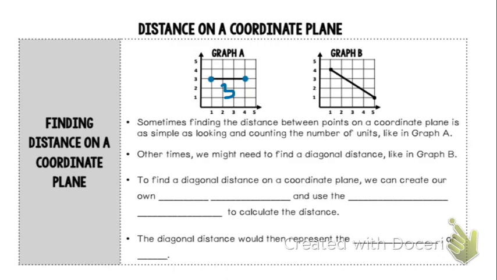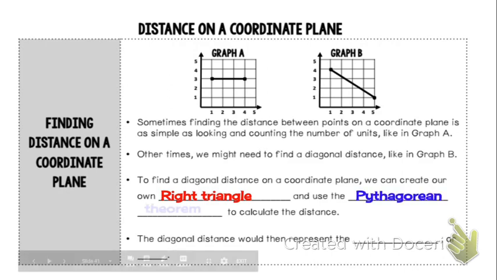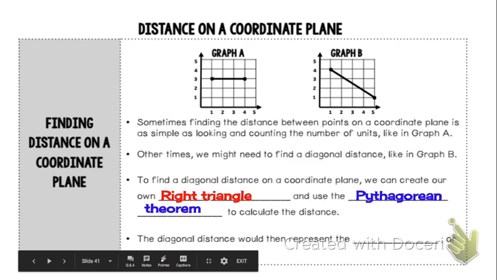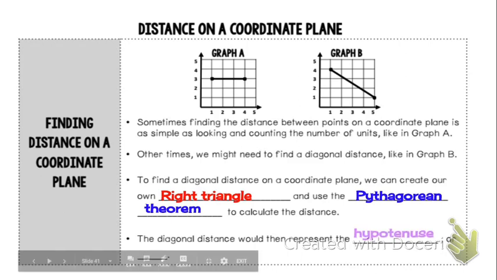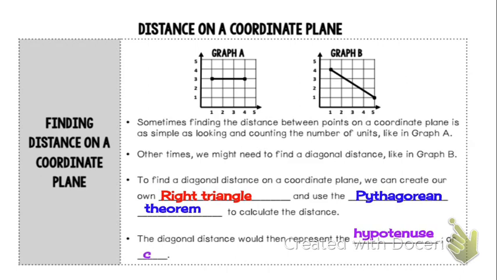Okay? Now on graph B, it's a little bit different, because other times we might need to find the diagonal distance like in graph B. So what we're going to do is estimate the distance on the diagonal using the distance with the two legs of a right triangle. To find the distance on a coordinate plane, we can create our own right triangle and use the Pythagorean theorem to calculate the distance. The diagonal distance would then represent the hypotenuse, or C.